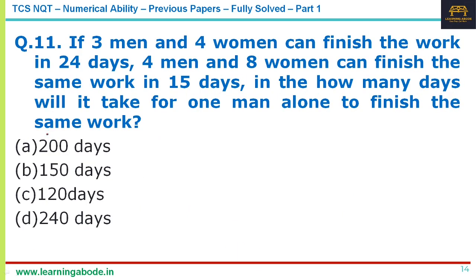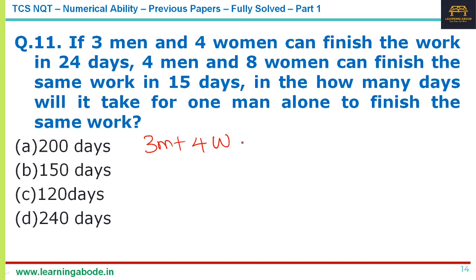Question number 11. So 3 men and 4 women can finish work in 24 days. 4 men and 8 women can finish the same work in 15 days. In how many days will it take for one man alone to finish the work? Now, I can either go for the man days or the rate of work method. Rate of work means like 1 day work, how much, like that. So here I have 3 men and 4 women.